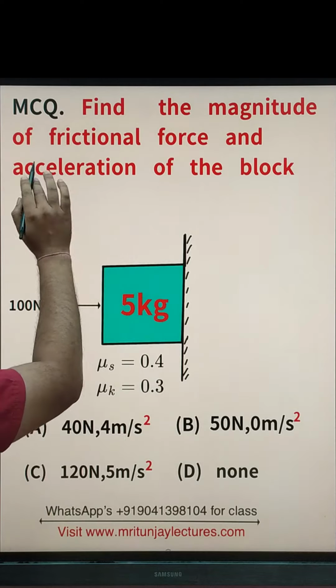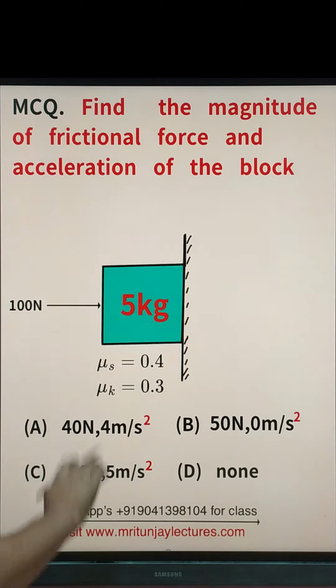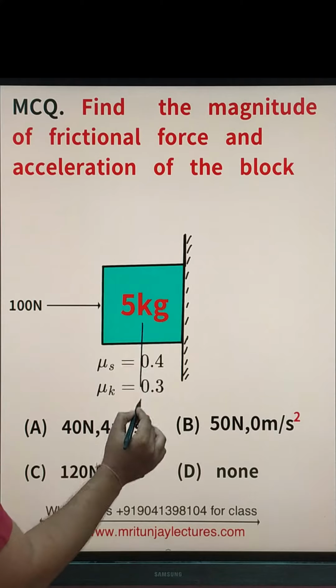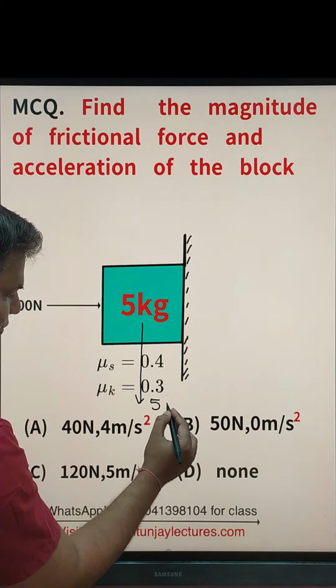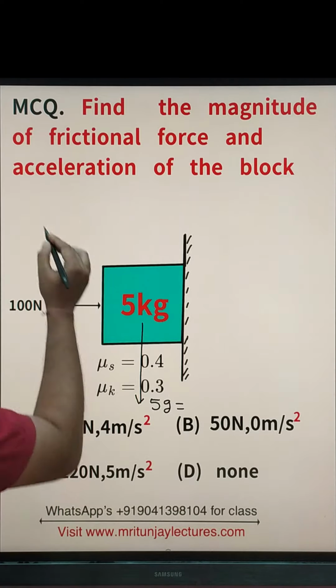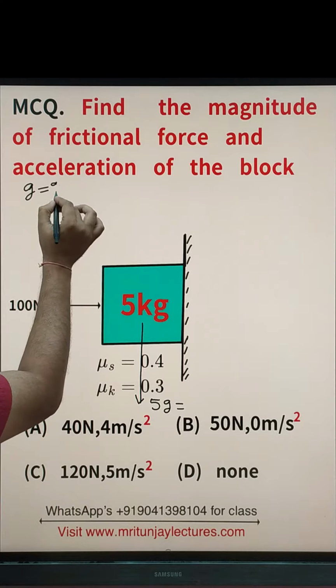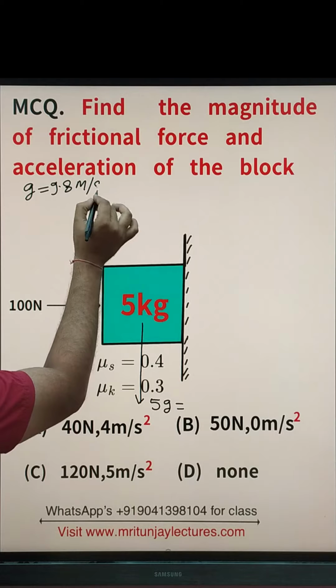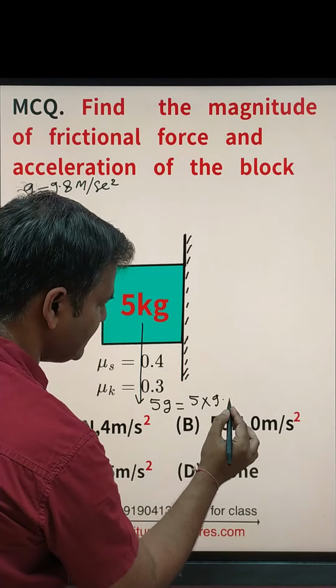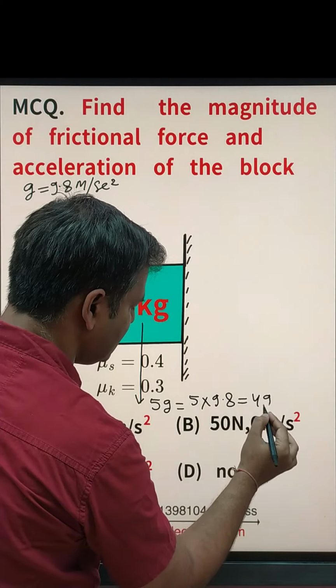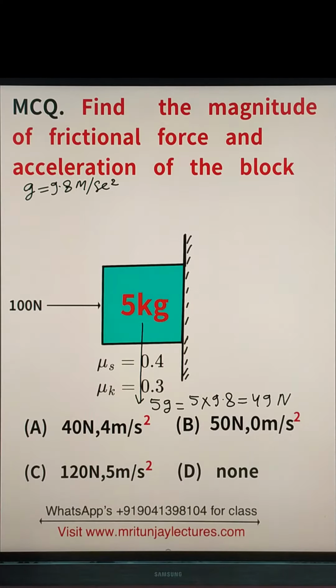Now find the magnitude of the frictional force and acceleration of the block. So first of all, make a free body diagram of that block. mg works downward, so 5 into g. If g is 9.8 meter per second square, then 5 into 9.8, that is how much? That is 49 Newton downward.